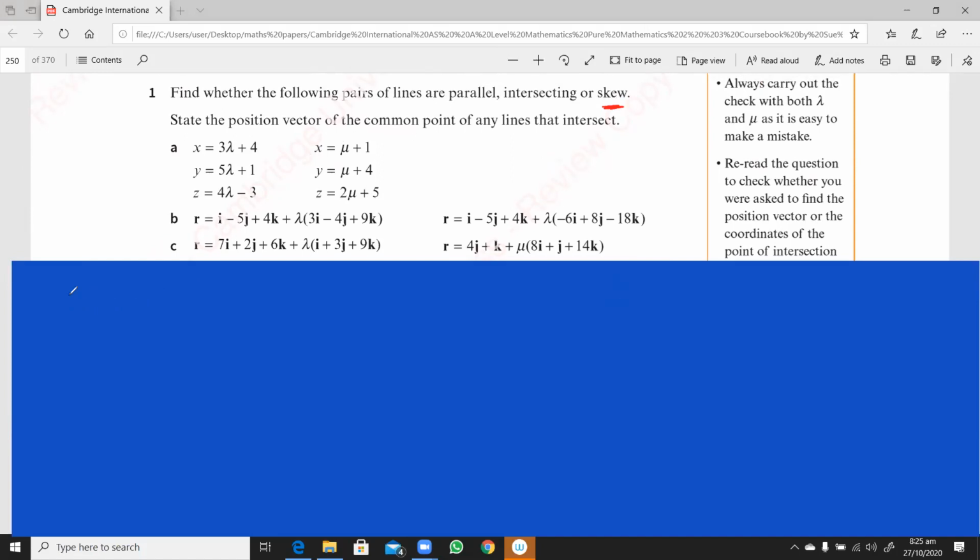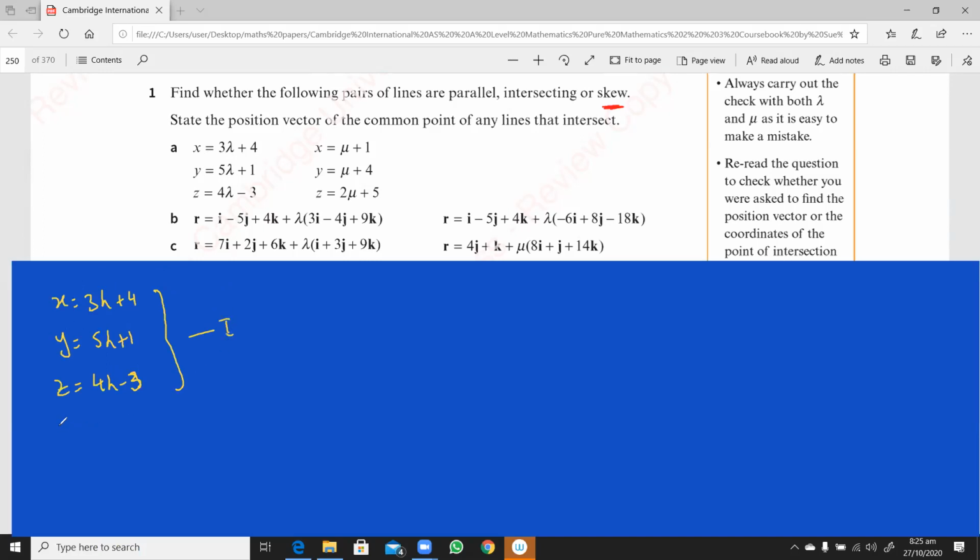Now, luckily, we have been given their parametric equations. So that will be your first step. You will always write the parametric equations. So from the first line, you have x as 3 lambda plus 4, and then you have y is equal to 5 lambda plus 1. Then you have z is equal to 4 lambda minus 3. I can call this relation number 1.